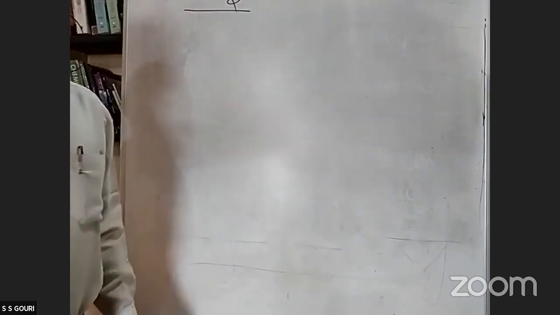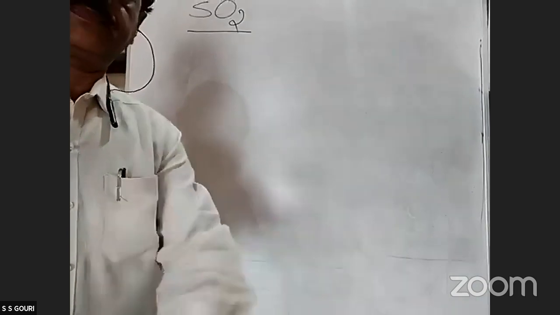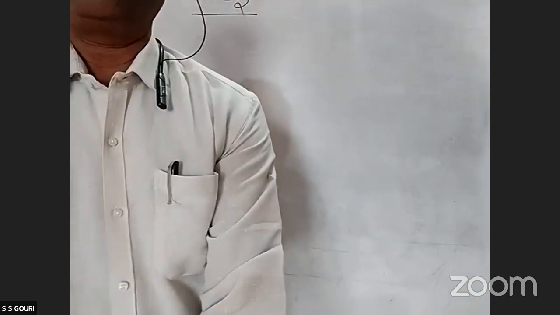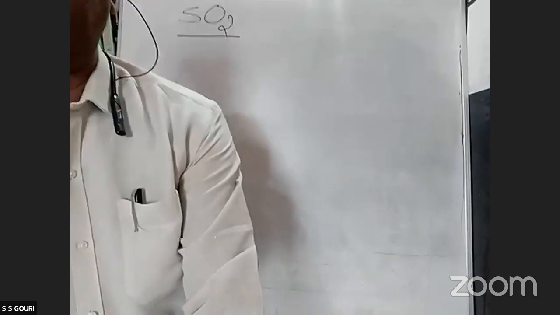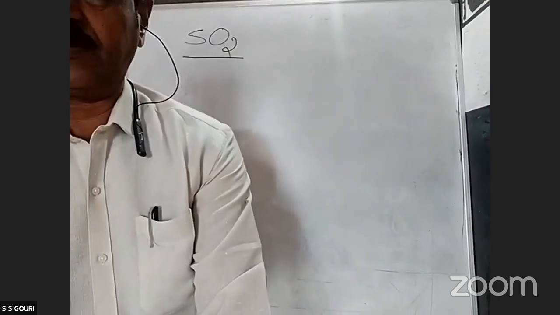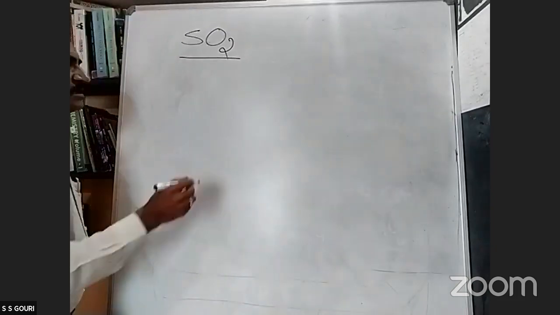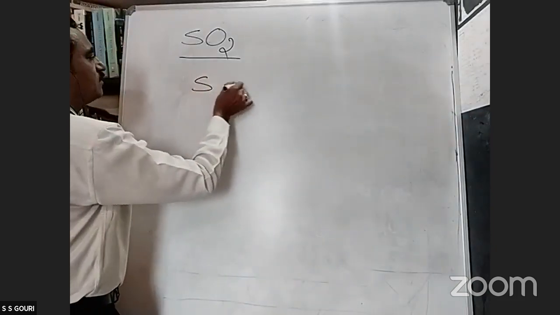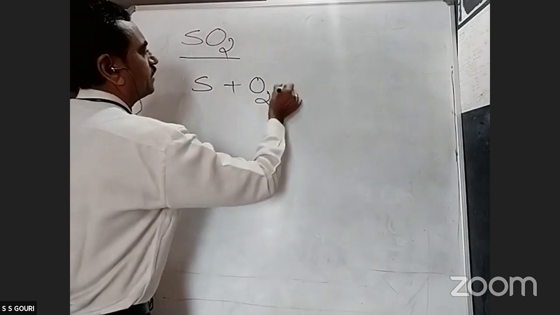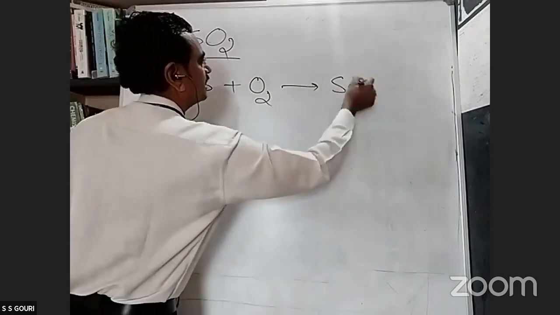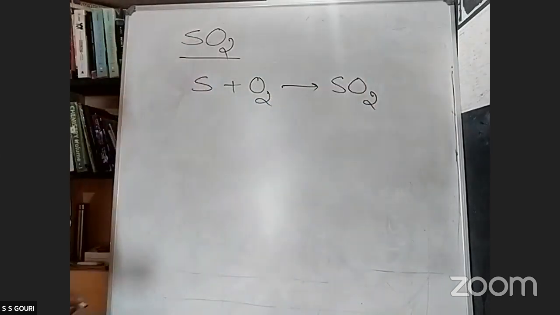What is SO2? Sulfur dioxide. SO2 is sulfur dioxide. How is it prepared? Let us see how SO2 is prepared. It is prepared simply by burning sulfur in air. When sulfur is burnt in air, sulfur dioxide is formed.